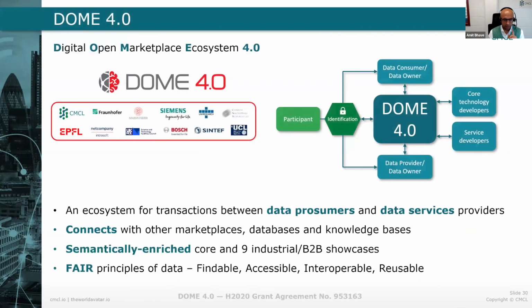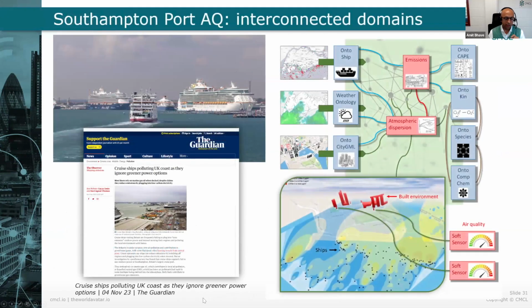I'll skip this bit, just move to the example where recently we saw that cruise ships can cause a bit of air quality issues at ports. This is because when they are docked, for economic reasons, rather than going into an electric mode, they continue to run with gas oils and other heavy fuels, which can cause air quality issues. So we tackle this interoperability problem by representing the whole cross-domain.